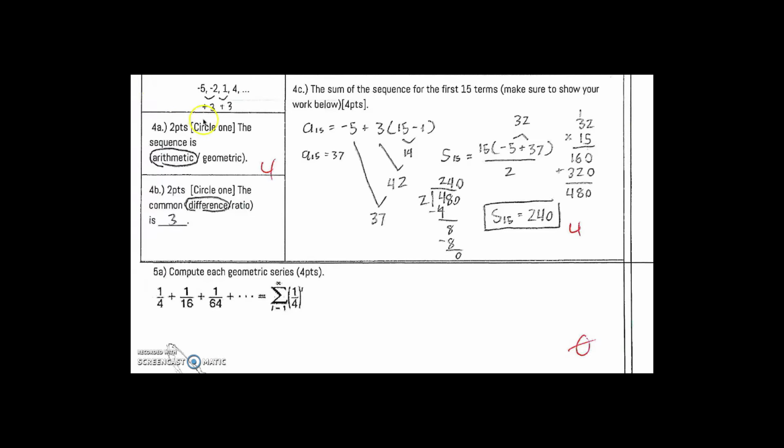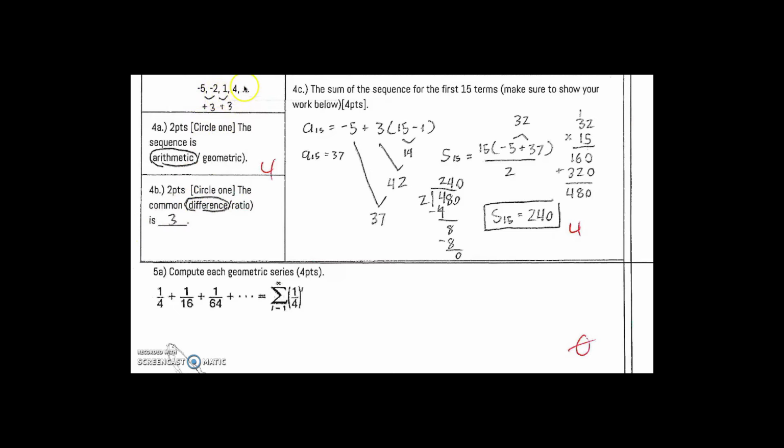All right, so on the back side, I forgot to bring my answer key or scan it, so I'm going to use students' correct work to show you the solutions. On the back side of versions A and B, number 4, circle 1, the sequence is arithmetic because the student shows that they are adding 3. 2 points, circle 1, the common difference, because it's plus, and it is positive 3.